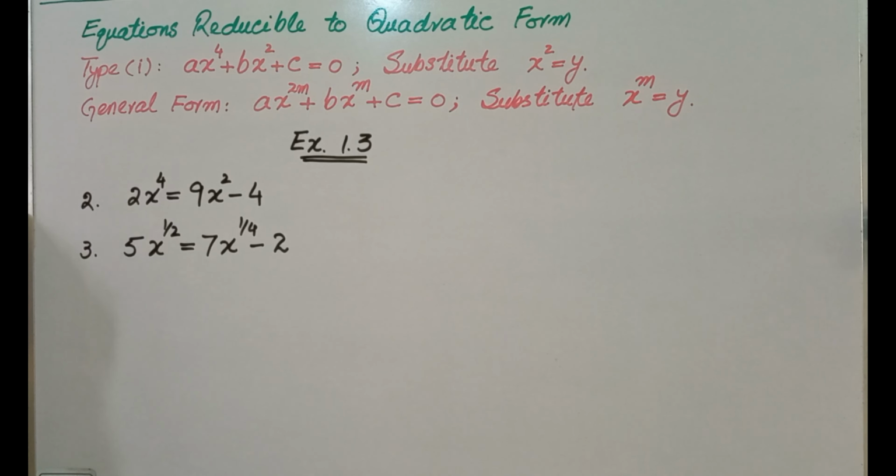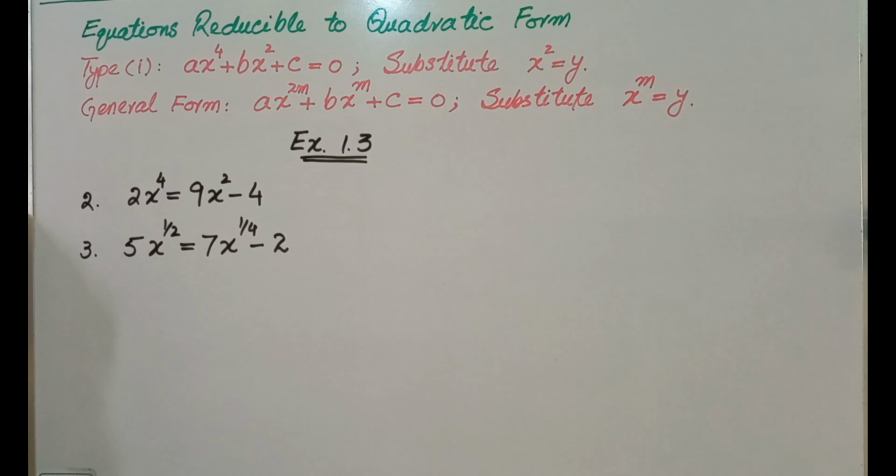We'll solve two questions from example 1.3, that is question 2, which is 2x power 4 equals 9x square minus 4, and then question number 3, 5x power 1 over 2 equals 7x power 1 over 4 minus 2. So let's consider the solution of question 2 first.